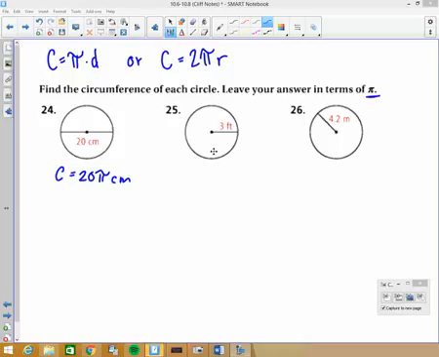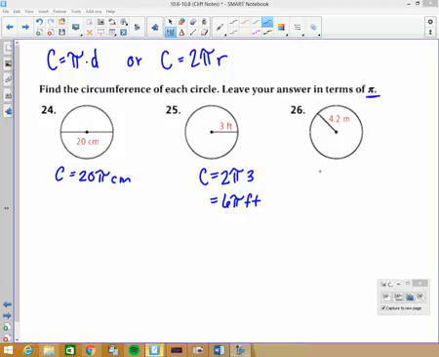This next one, we've been given the radius. So we're going to have to use 2 pi times the radius, which is 3. We'll go ahead and simplify 2 times 3 and get 6 pi feet. And again, linear units, not squared. And we'll leave it like that because it is in terms of pi.